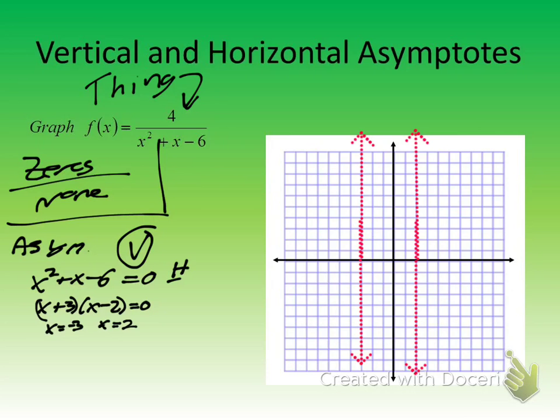Your horizontal one, since the numerator is now less than the denominator, is y equals 0, which is the x-axis, which is right there. You don't need to draw it unless you're going hard with it. As long as you don't cross it, there should be an arrow on both sides of that line.